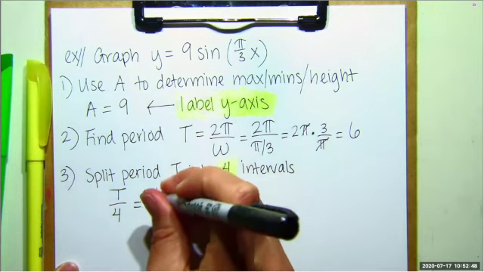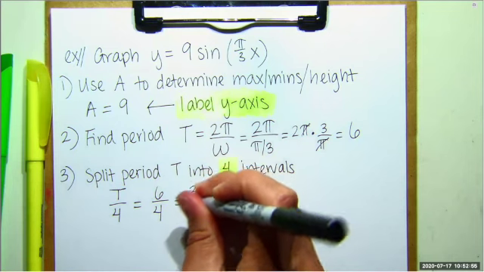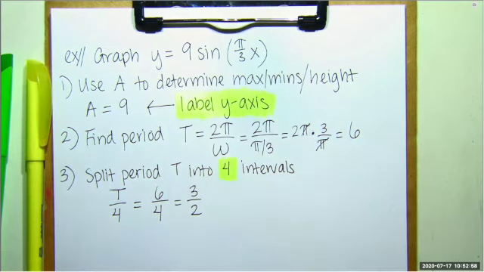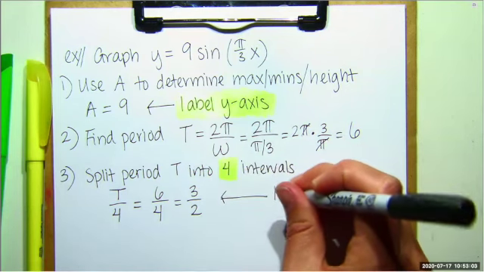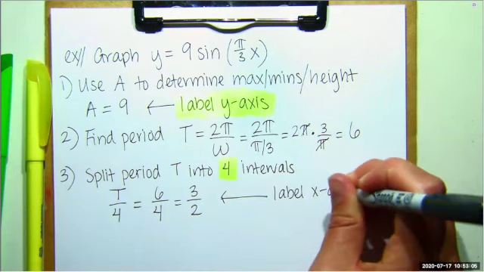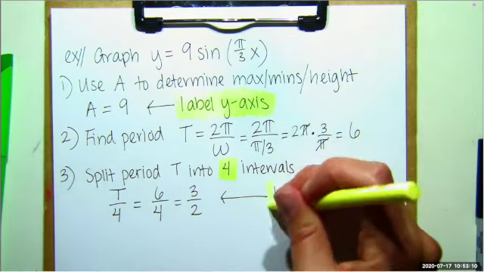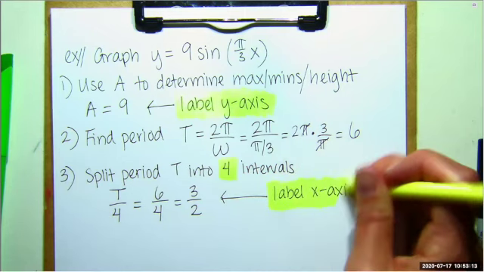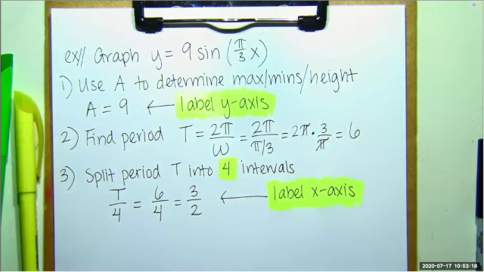So my period here is 6. Divide that by 4. That gives me 3/2. This is how I'm going to label my x-axis. So when I split that period into 4 intervals, that tells me where those key points occur. So that's what I want to put on my x-axis.